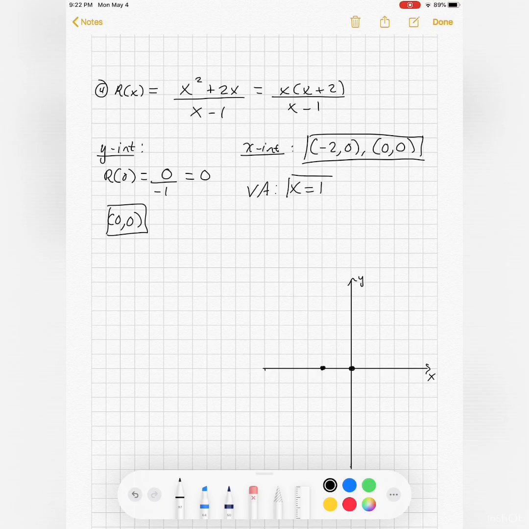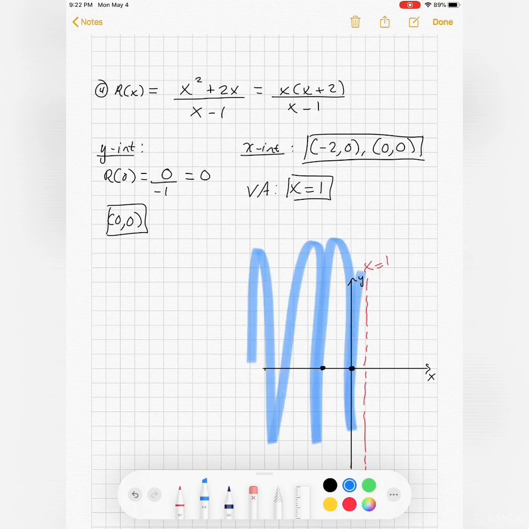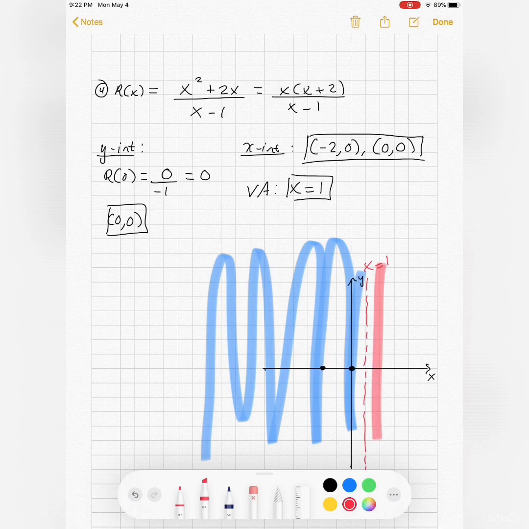Okay, this one only has one vertical asymptote if I look at the denominator. So that means I'm only going to have to fill in two regions. I have this region, and then I have this region. Okay, so this graph's maybe a little simpler.